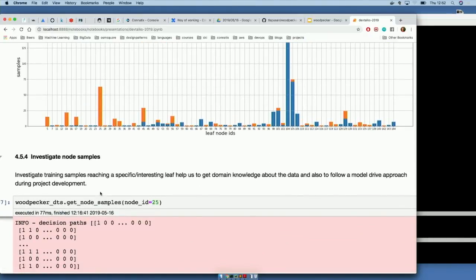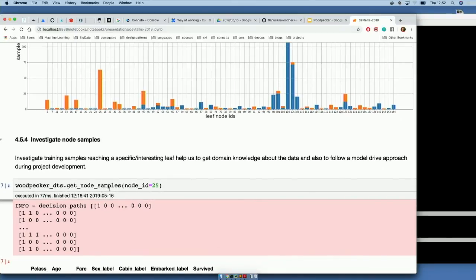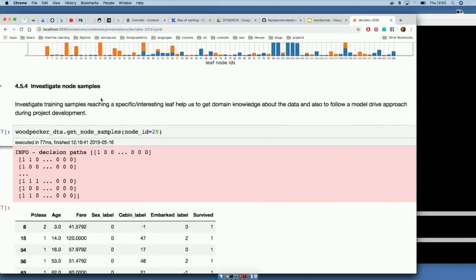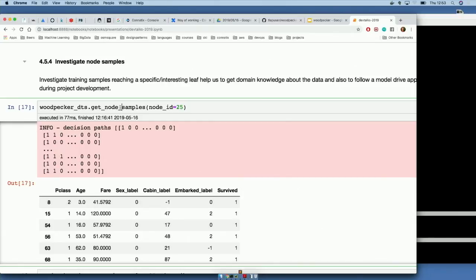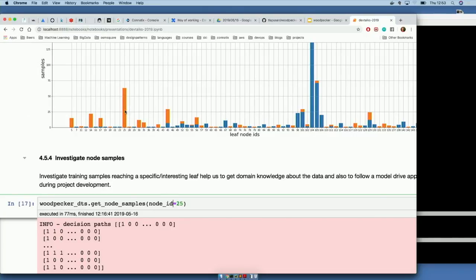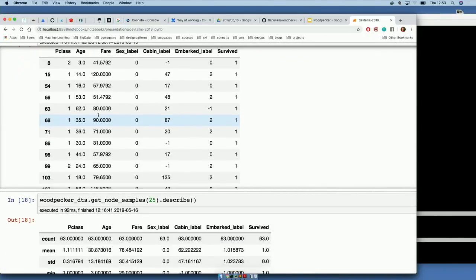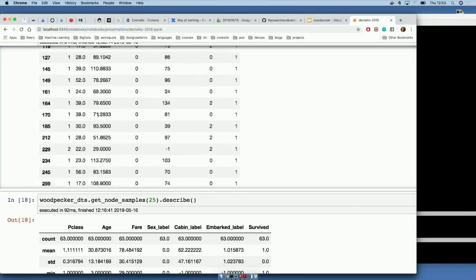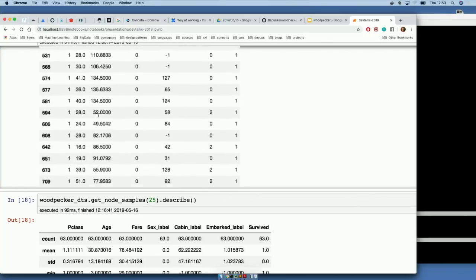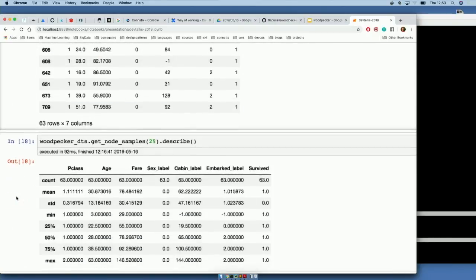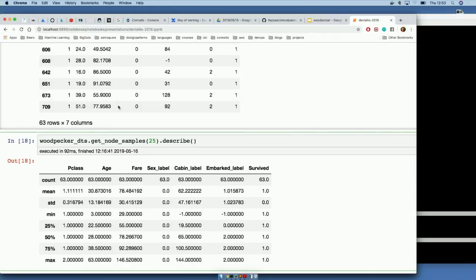So it was interesting for me to find out why. I created a method to get me the samples from the training set which arrive in this leaf. So I can call get node samples with node ID 25. 25 is this one. I don't know if you see, but this is the leaf node ID. And we can look at all the samples from the training set arriving in this leaf. It's a pretty big one. It contains 62 rows, but to have a general overview of this information, we can call the describe method from the pandas data frame.